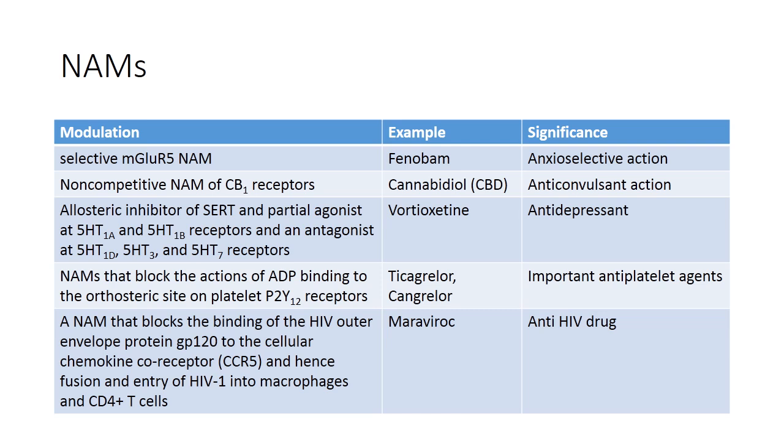A NAM that blocks the binding of the HIV outer envelope protein glycoprotein 120 to the cellular CCR5 receptor therefore inhibits fusion and entry. One entry blocker is maraviroc, an anti-HIV drug, which shows NAM activity at the receptor.